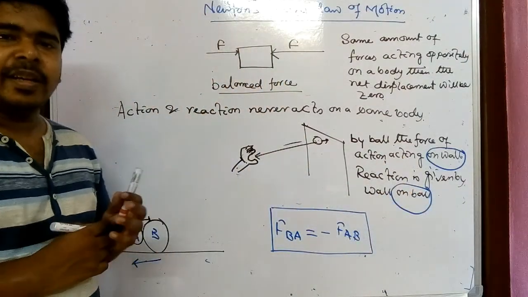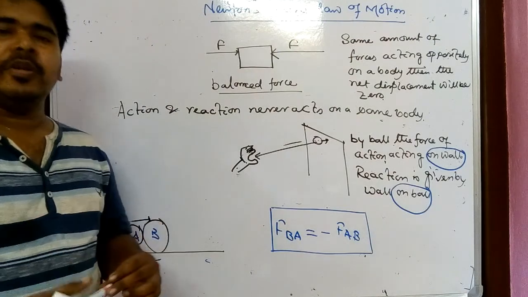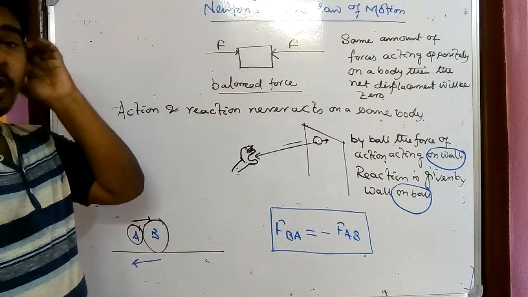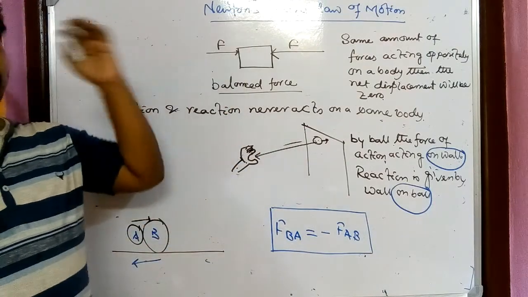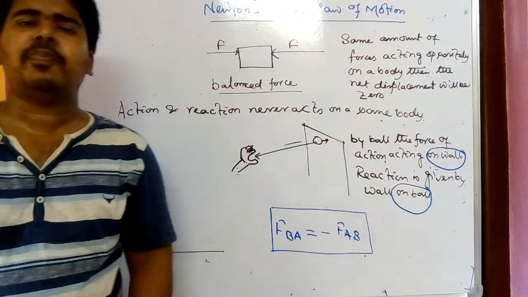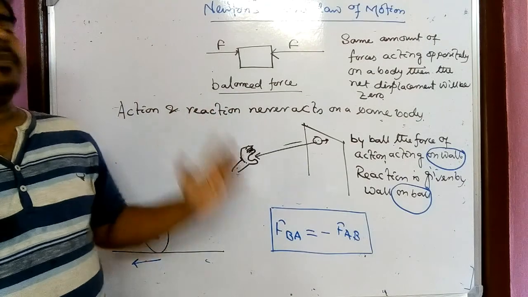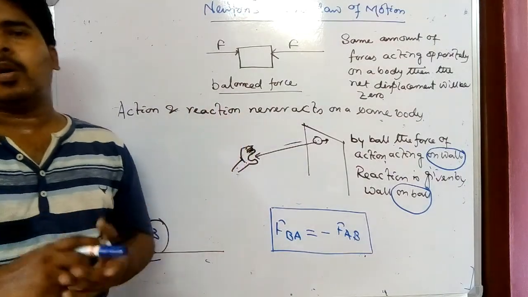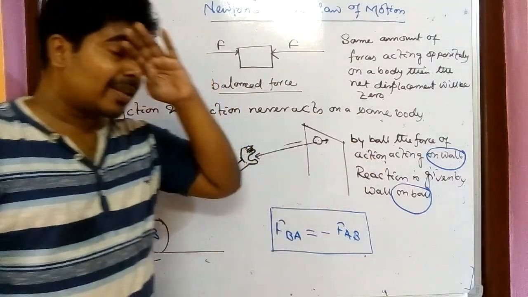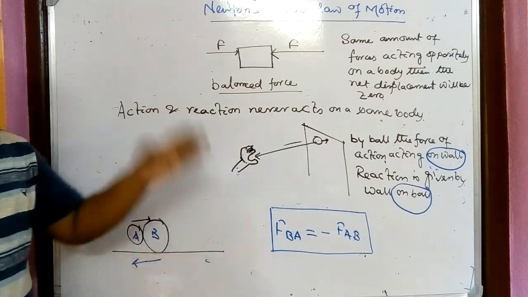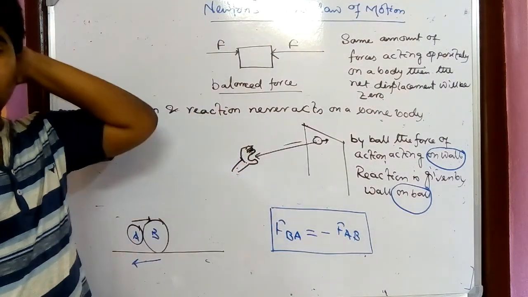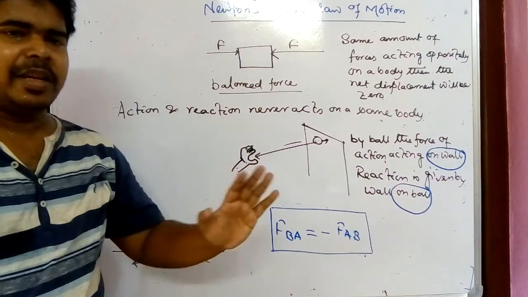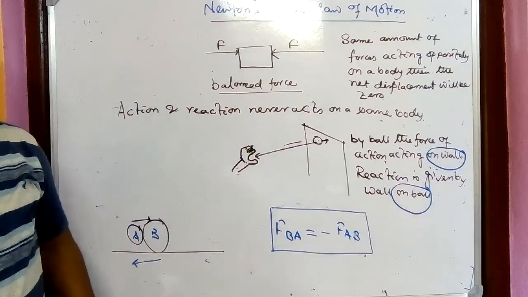And that's why we are able to do any work. There will not be a problem of this balanced force condition, because the balanced force condition occurs only when the forces apply on the same body. But here you see, action and reaction never act on the same body. So a balanced force condition is not possible.